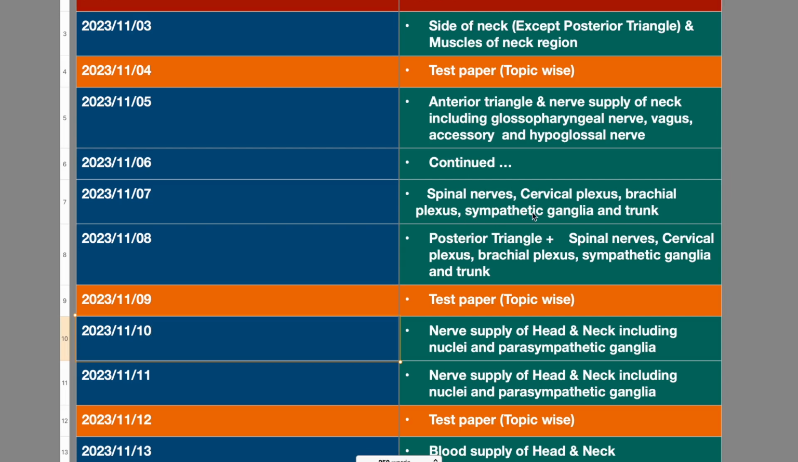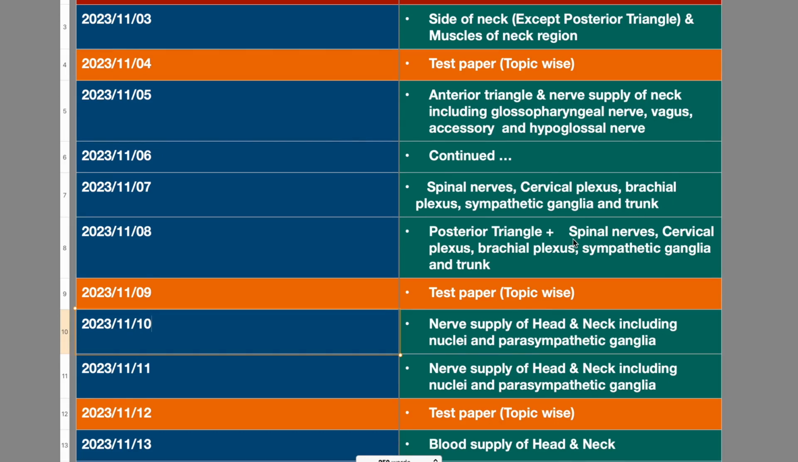And then after that, we're going to go to sympathetic ganglia, again a related topic. Okay, there is parasympathetic ganglia and there is sympathetic ganglia. So first, which is related to the spinal nerves, you're going to do the sympathetic ganglia and the trunk. Okay, now some might not be able to connect it, but yes, you'll understand it once you watch the lecture.